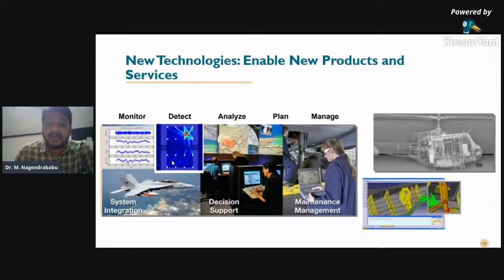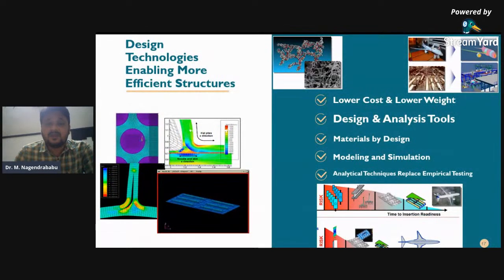Similarly, analyze and plan as cumulative decision support. And similarly, manage, which is nothing but maintenance management. And last but not least, the maintenance mods and repairs that we are going to do. So this indicates the developed advanced technologies which will improve quality and reduce the cost of maintenance and modifications and even repairs as well. When it comes to a broad and detailed discussion about product improvements, design technologies enabling more efficient structures, we always discuss low cost and lower weights.